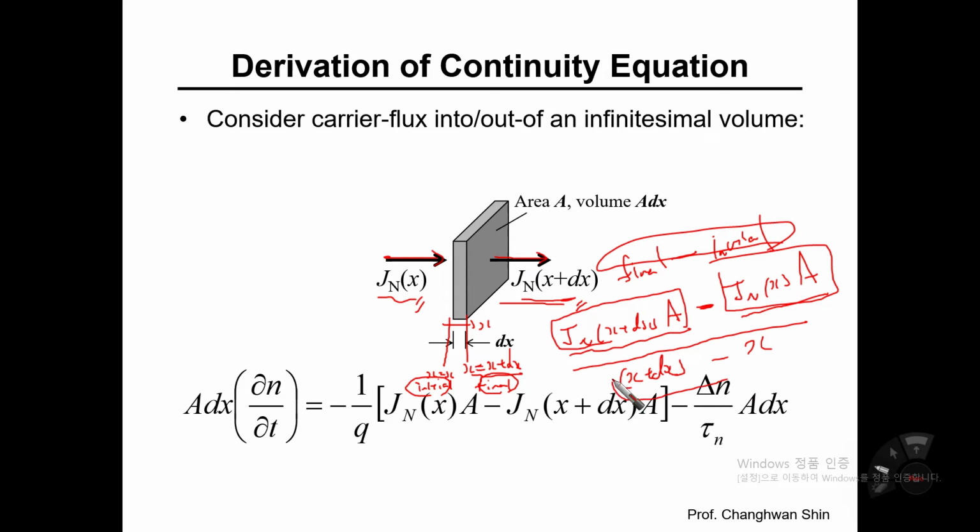And how long was the distance between the two spots, final spot and initial spot? It is dx in the end: x plus dx minus x is equal to dx. But this total unit is not well matched to the unit for the left hand side. Therefore, we should multiply by 1 over q, where q is the unit charge.